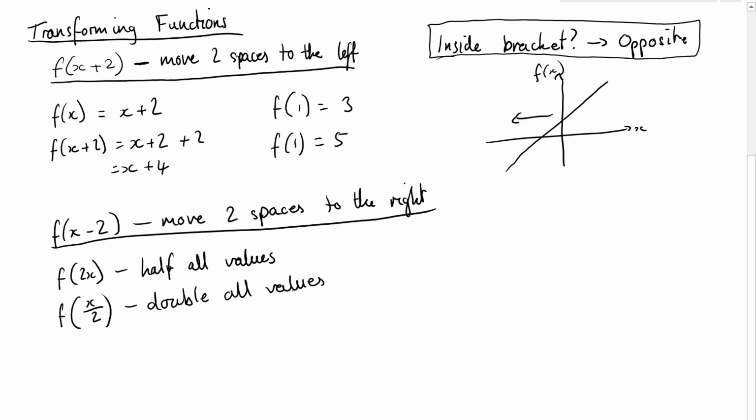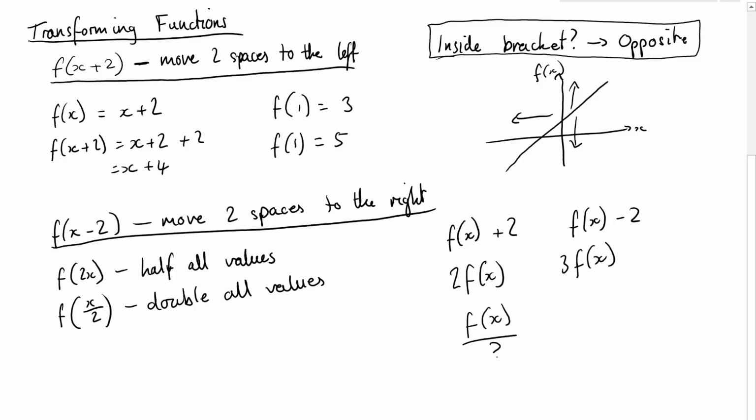Therefore, it must mean that we have an option that it could be outside the bracket. Let's say I wanted to just say f of x plus 2. Now remember, this f of x is basically treated as y, so all I'm going to do is move all my y values 2 spaces up. If I had f of x minus 2, they'd move 2 spaces down. If I had 2f of x, I would double all my y values. If I had 3f of x, I would triple them. If I had f of x over 2, I would halve them.